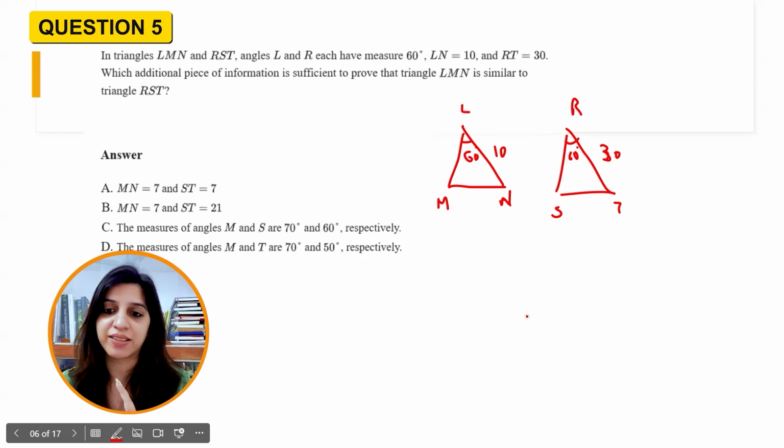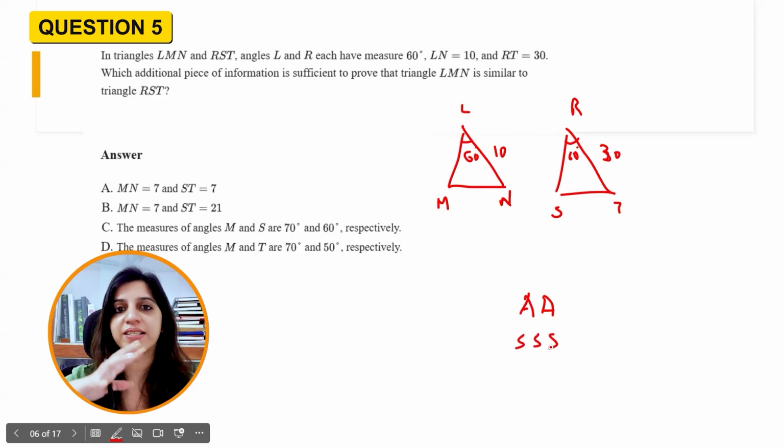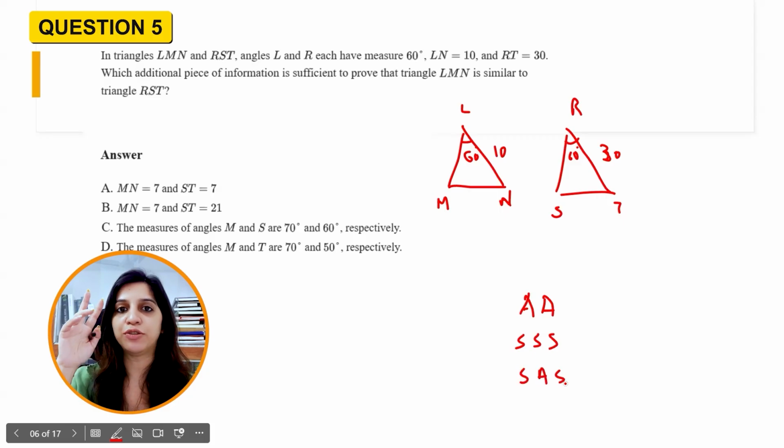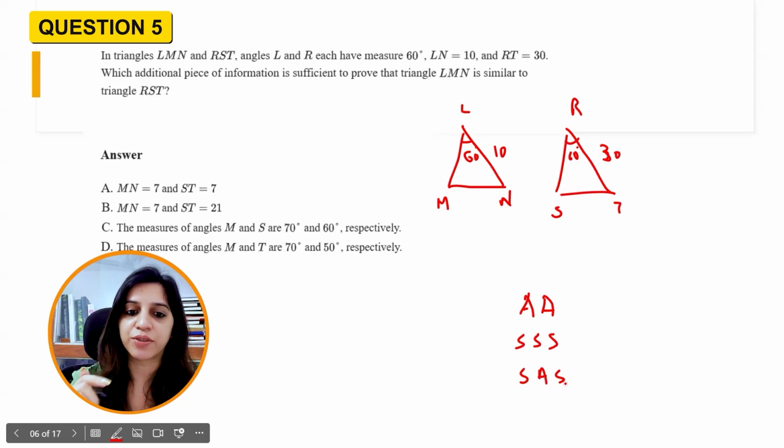How can I prove two triangles are similar? I can do AA similarity. I can do SSS similarity, where I say that all the three sides are proportional to the three sides of the next triangle. And I can say SAS similarity. That is two sides and the angle between them. Two sides are proportional and the angle between them is equal. Right? Now let's check out the options.